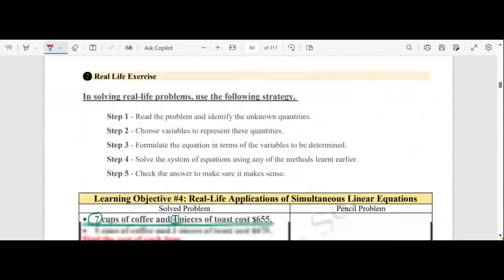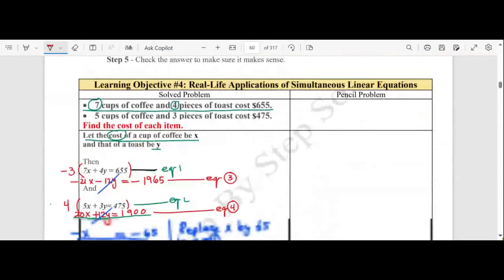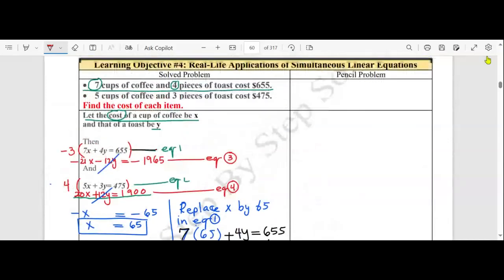Let's move to giving some real life application. I need someone to read. Who can read? Yes, go ahead. 7 cups of coffee and 4 pieces of toast cost $655. 5 cups of coffee and 3 pieces of toast cost $475. Find the cost of each item.